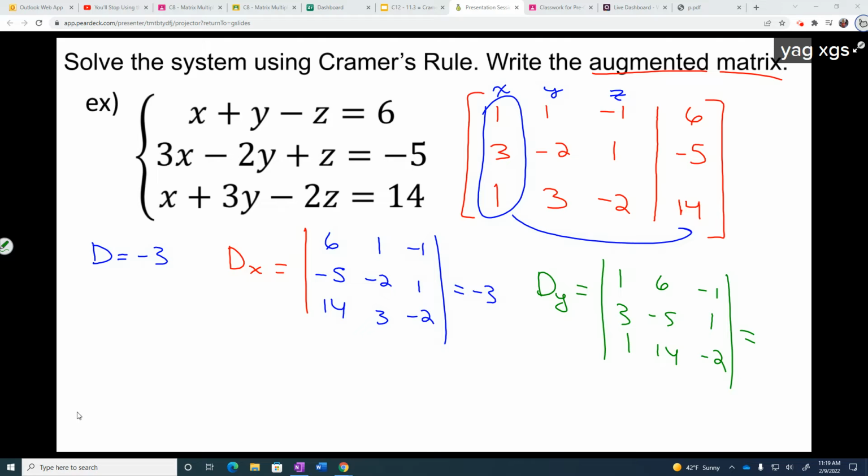Anybody get that one? We'll do it 9 for that. Good. Now we've got one more to do. D sub z. Now we're going to keep the x's and the y's and swap out the z's.